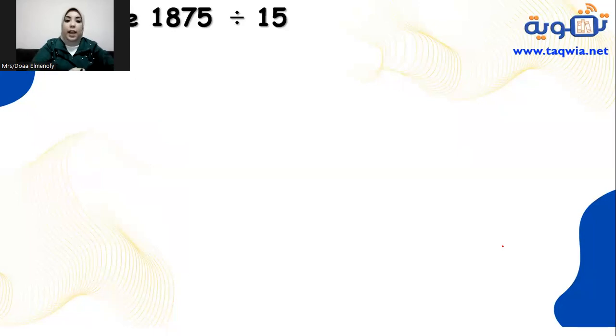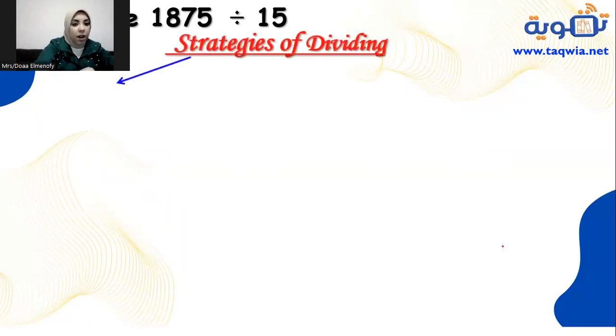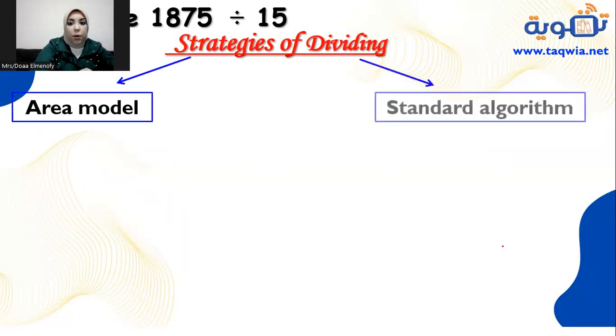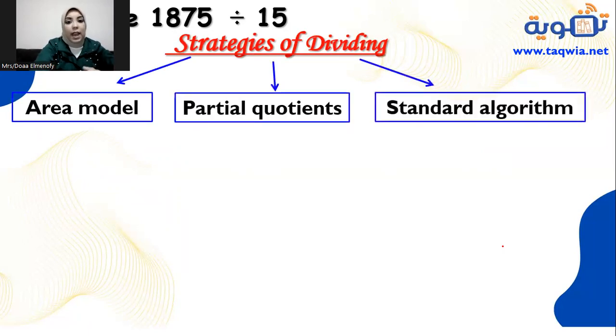Okay, here we have division. We also have many strategies to divide. So here, the strategies of dividing: we have the area model, we have the standard algorithm, and we have partial quotients. First, how we can use the area model. Before we start, we have this number, the divisor.